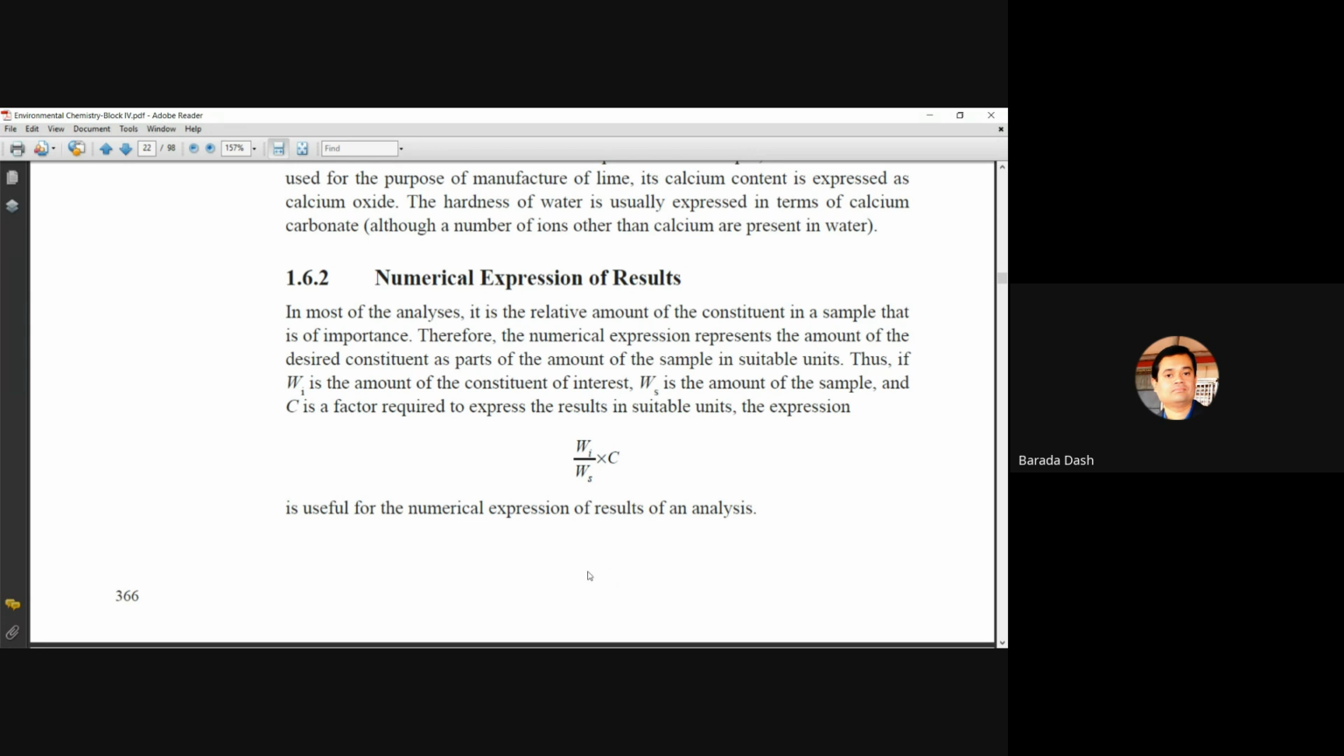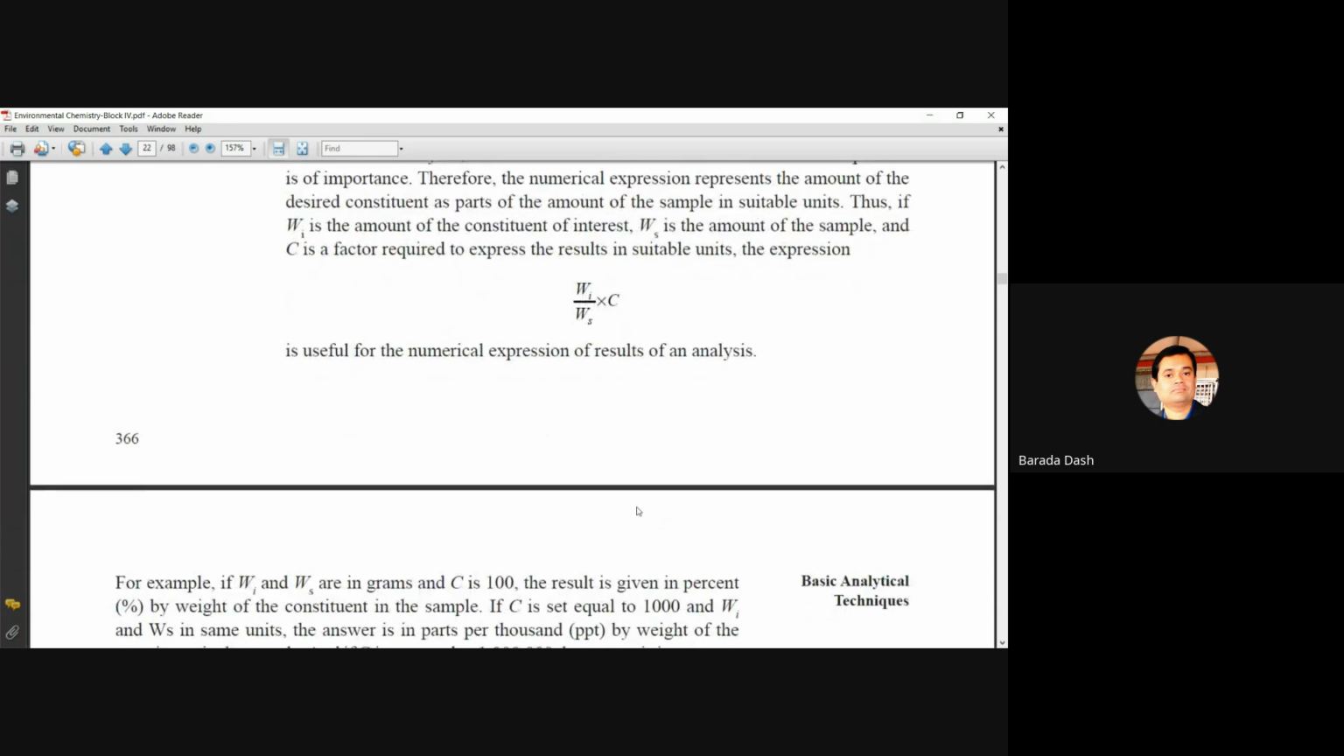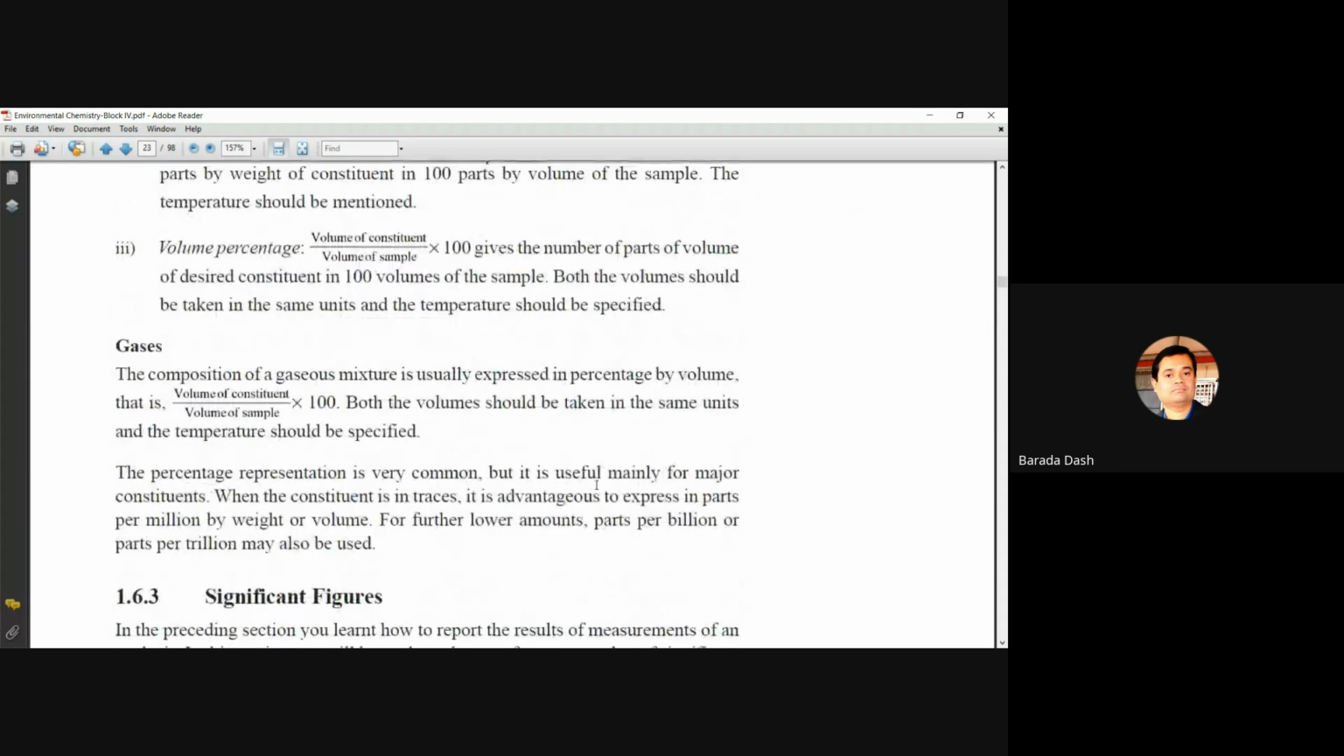If Wi is the amount of the constituent of interest, Ws is the amount of the sample, and C is a factor required to express the results in suitable units, the expression Wi divided by Ws times C is useful for numerical expression of the result of analysis.